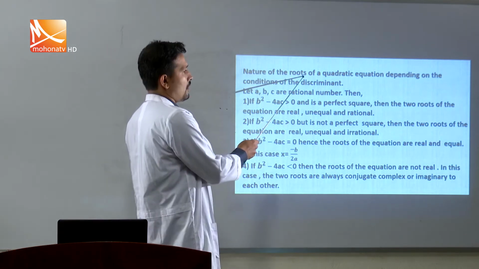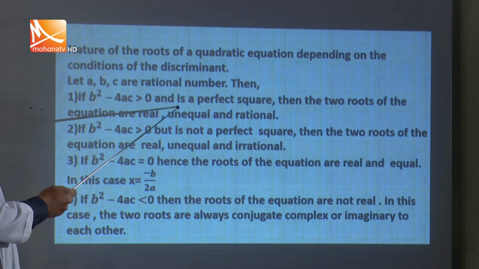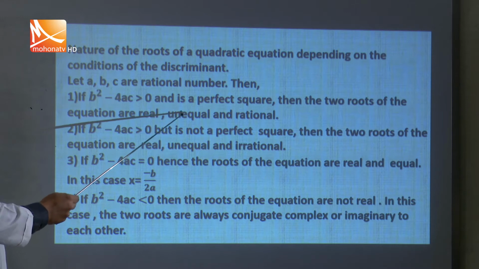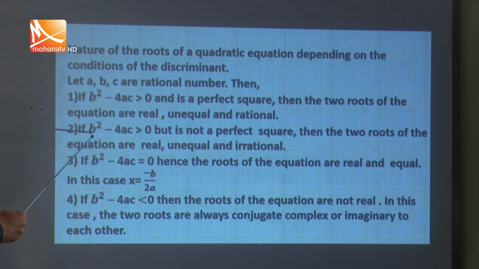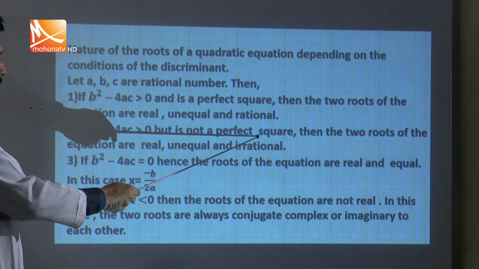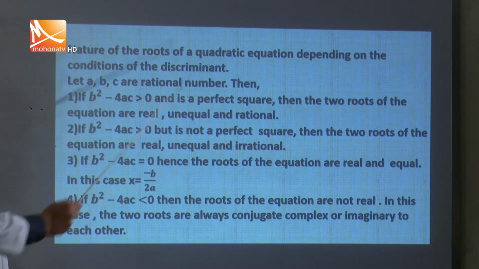Nature of the roots of a quadratic equation depending on the condition of the discriminant. Let a, b, c be rational numbers. Number 1, if b square minus 4ac, that is the discriminant, is greater than 0 and is a perfect square number, then the two roots of the equation are real, unequal and rational. Number 2, if b square minus 4ac is greater than 0 but is not a perfect square, then the two roots of the equation are real, unequal and irrational.